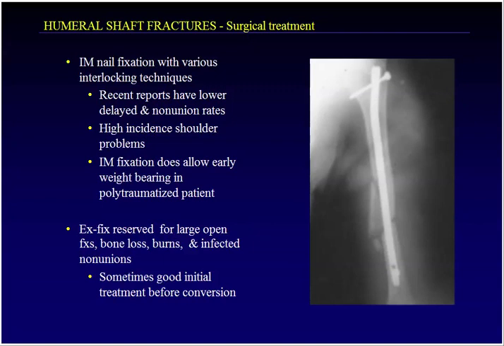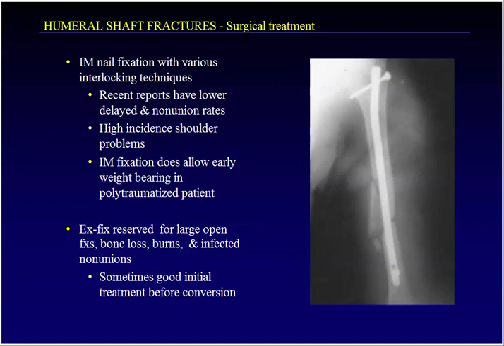The one caveat, however, is that intramedullary fixation is probably the treatment of choice in the polytraumatized patient with associated lower extremity fractures, where the patient is going to need to maintain a protected weight-bearing status for a period of time. Intramedullary nailing can adequately stabilize the humeral shaft and allow you to use that extremity as a weight-bearing extremity.